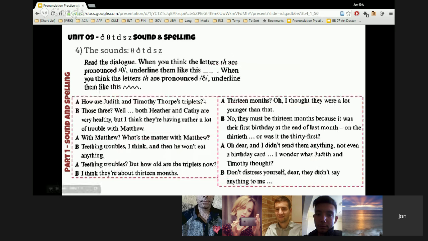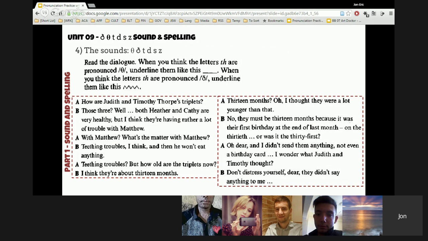Give me a second here. First, I want to introduce you to a new sound, and we're going to do that through this dialogue. Okay? So, read the dialogue. When you think the letters TH are pronounced th, this is the new sound, underline them. Okay, you don't have to underline them, just tell me.